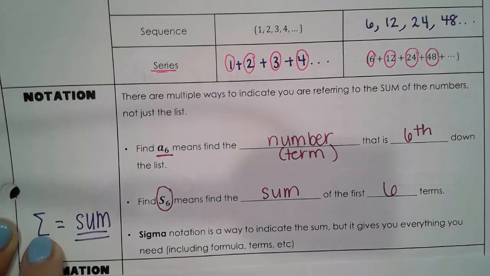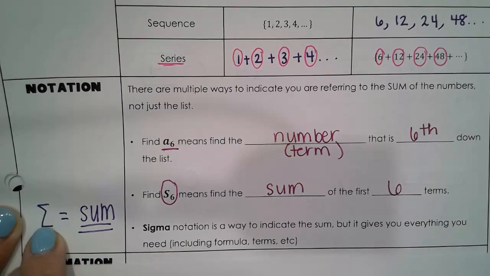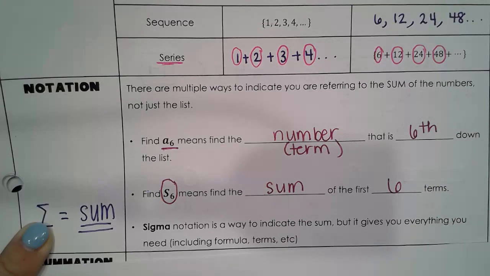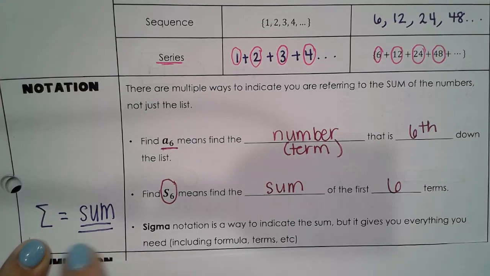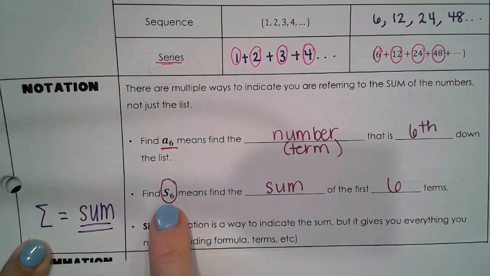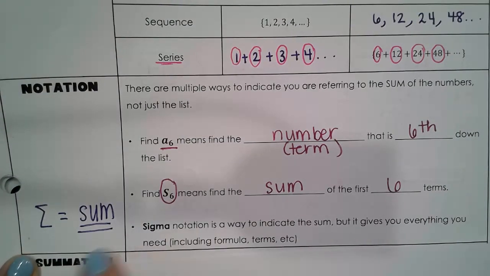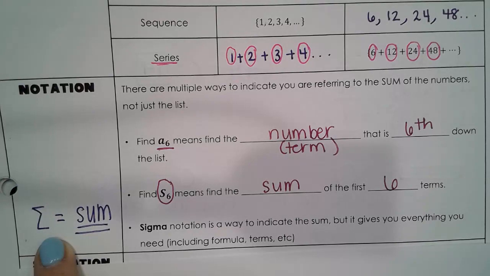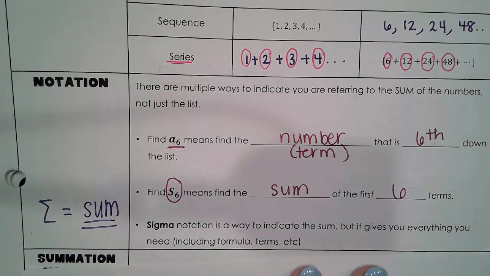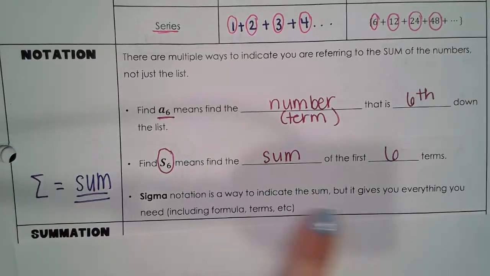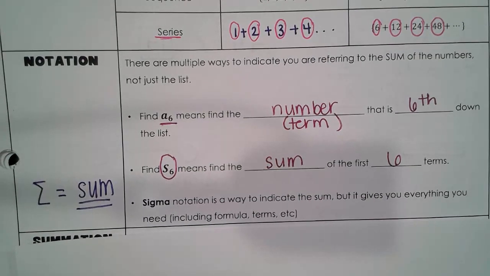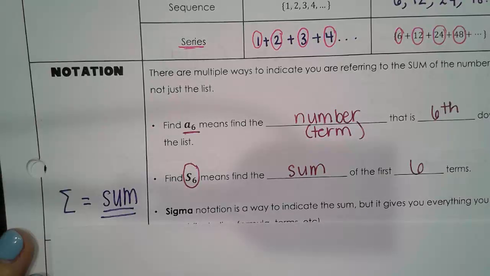Now, this right here is also the Greek symbol for sigma. And in math, sigma is a way to say sum. So you could see S6, you could see this sigma notation. And when you have sigma notation, it's got everything you need to be able to answer it. It's got a formula and it's got some other stuff in it, which we'll look at.